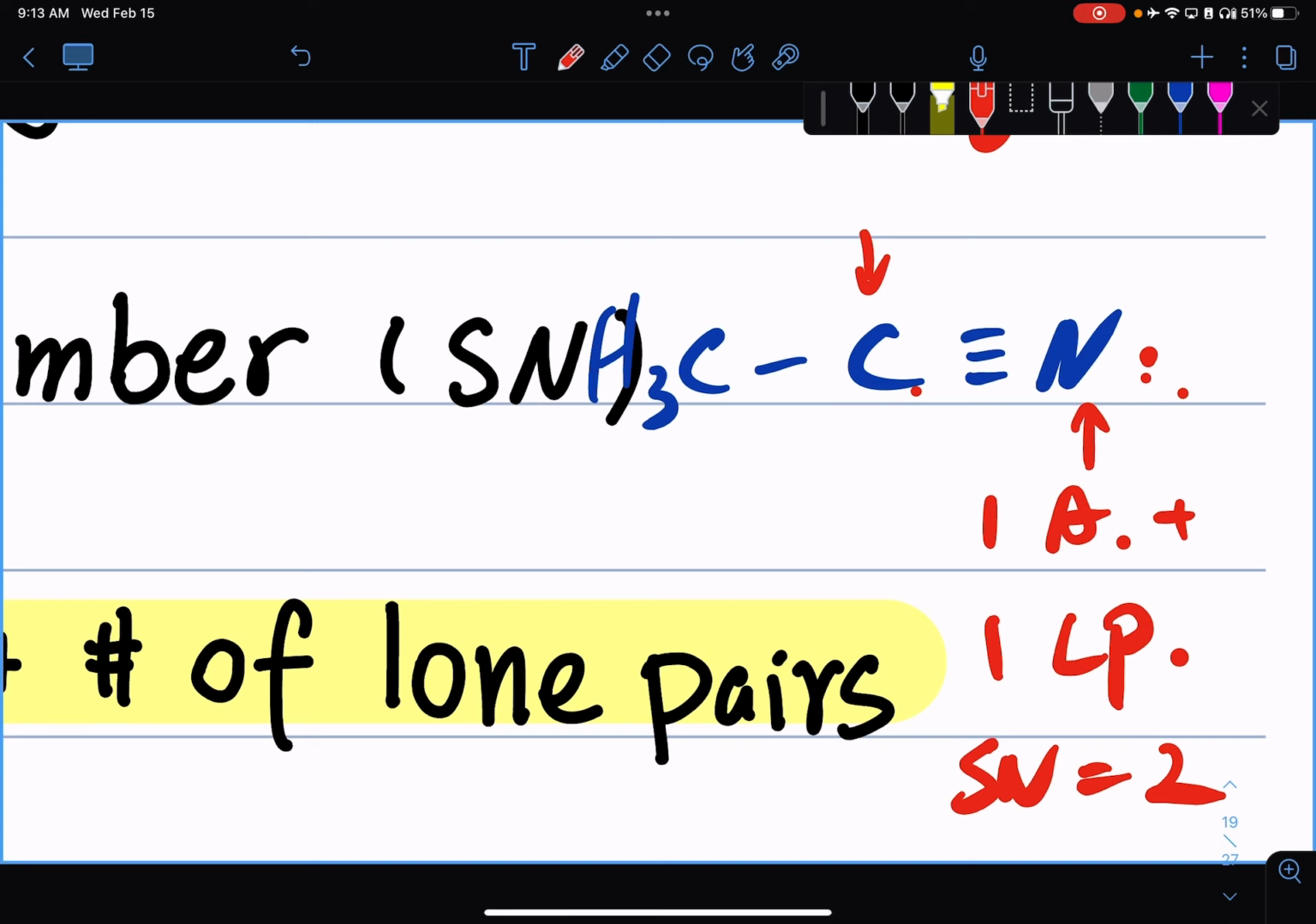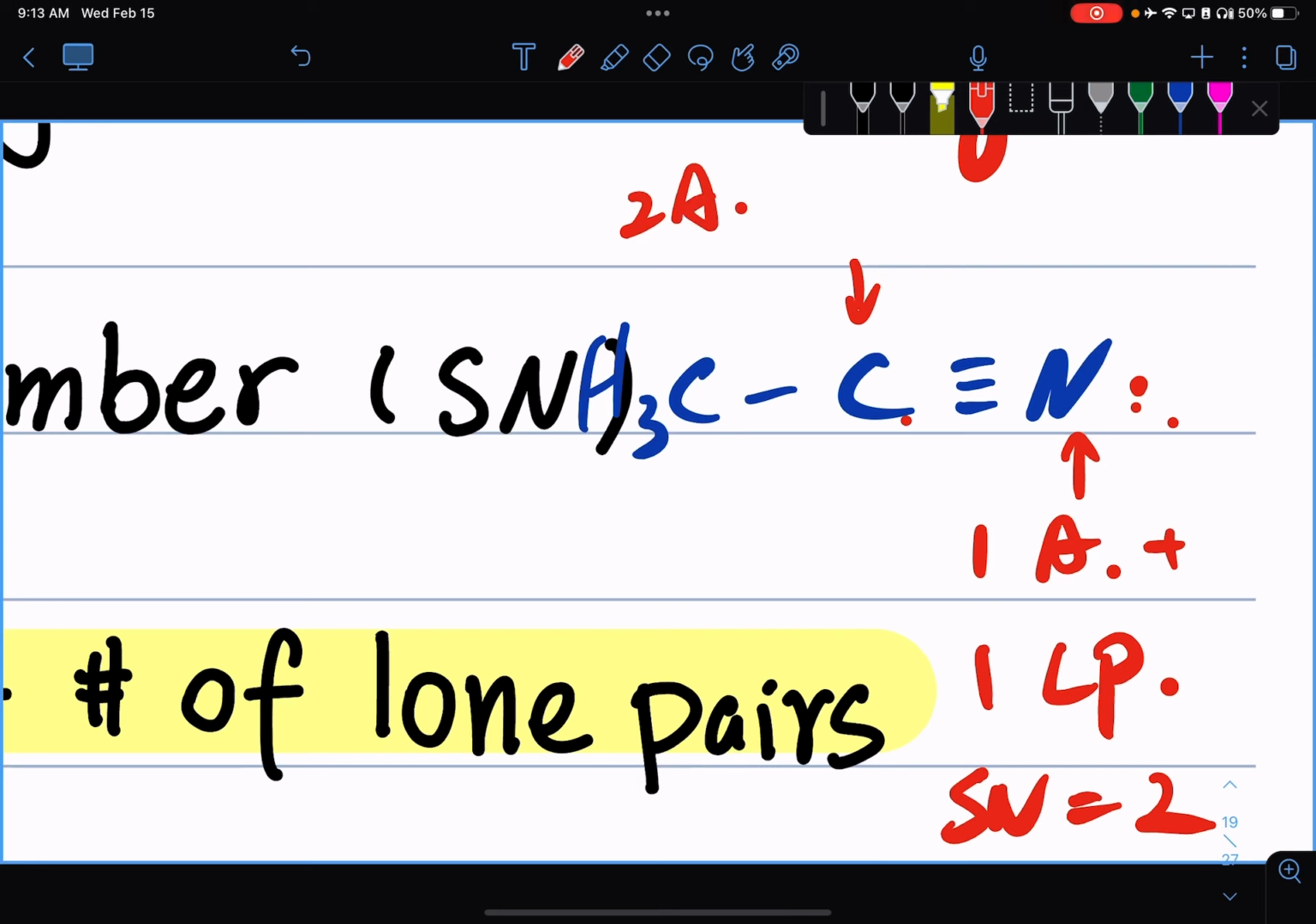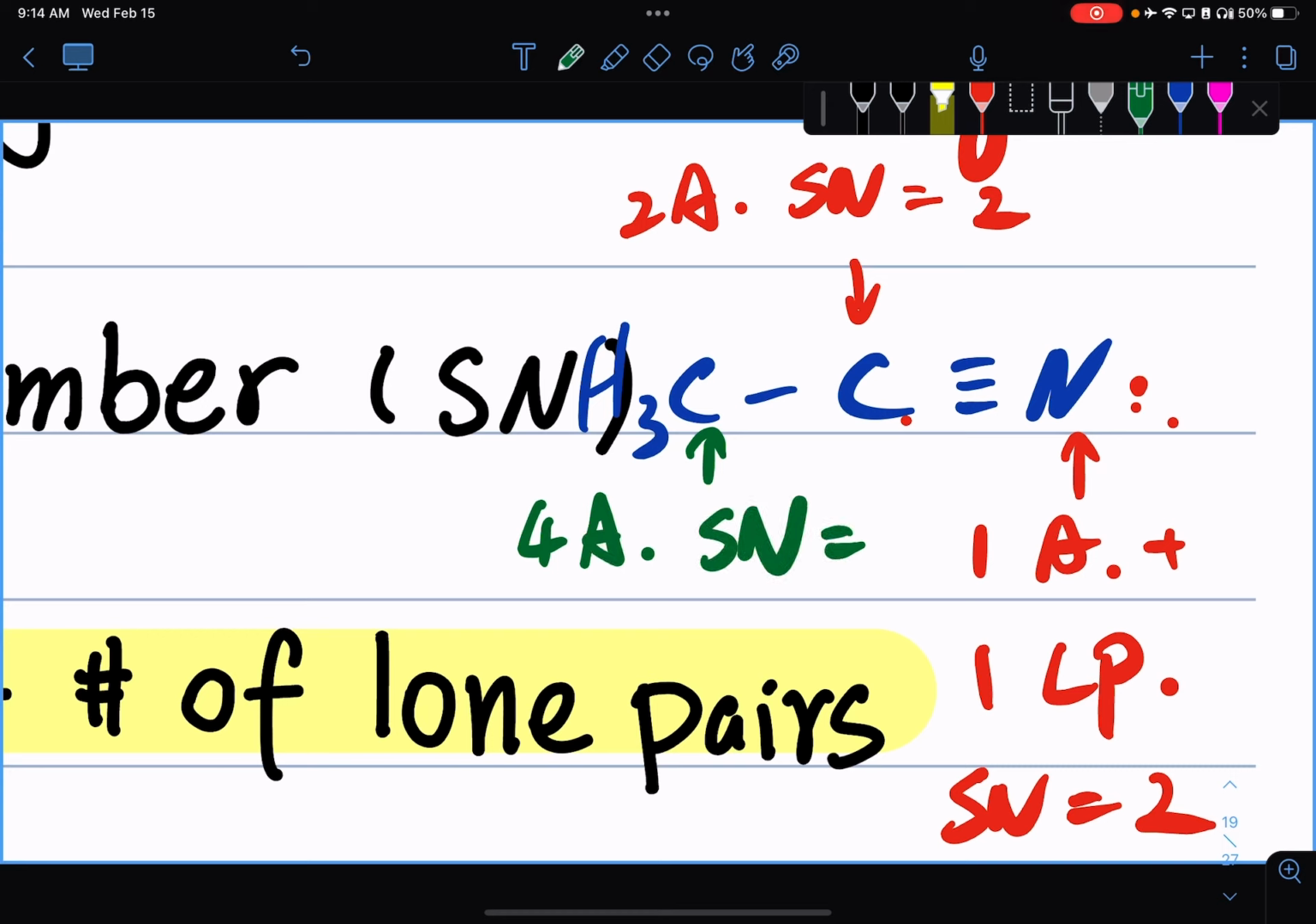Surrounding that center carbon, it's the same idea, just now we have 2 atoms. So the steric number also equals 2. And for this carbon here, we have 4 atoms surrounding it, 3 hydrogen and 1 carbon, so the steric number equals 4. So we're just counting the number of things, either atom or lone pair, surrounding the center atom. We'll see some more examples later on.